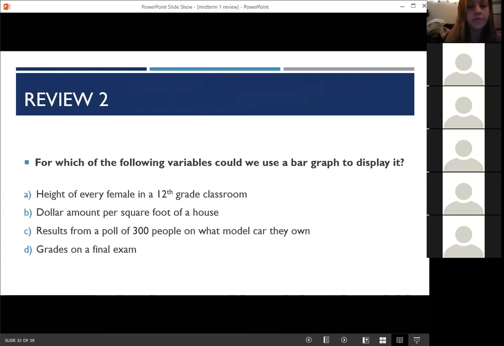Okay, so number 2: which of the following variables will we use a bar graph to display? So it's talking about different types of variables and displays for them. So go ahead, read through these and let me know what you think.